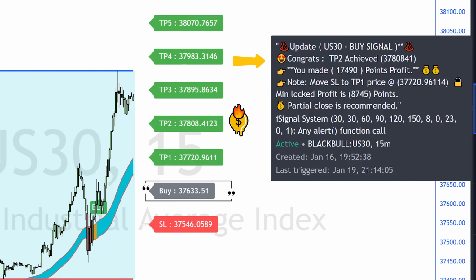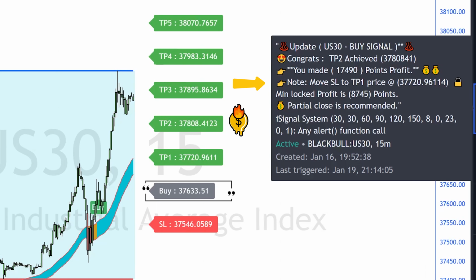It says congrats, take profit 2 achieved at 37,800. That's really good news. How many points did I make? It says you made, automated, guys. This is all automated. You made 174 points. So it's like almost 150 points, which is really good. It says a lot of money. It says note, move stop loss to take profit 1. Price at 37,720.